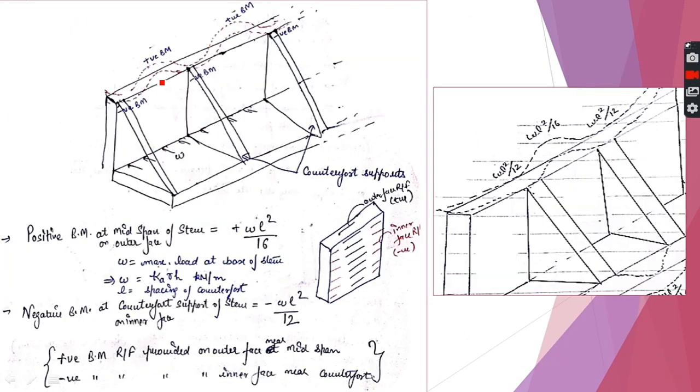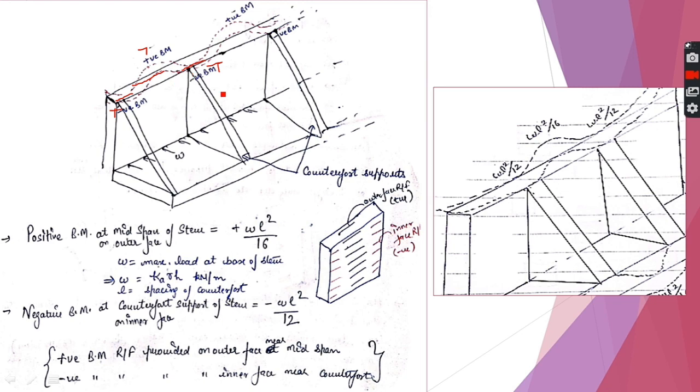Look at this diagram here. This is the stem portion. The tension or sagging in the midspan region is here, and the sagging is like this on the inner face. So this will result in tension here, and tension here and here. Due to this, we provide reinforcement. Due to this positive bending moment, we provide reinforcement here, and due to this tension or negative bending moment at the support, we provide tension reinforcement here and here on the inner face.